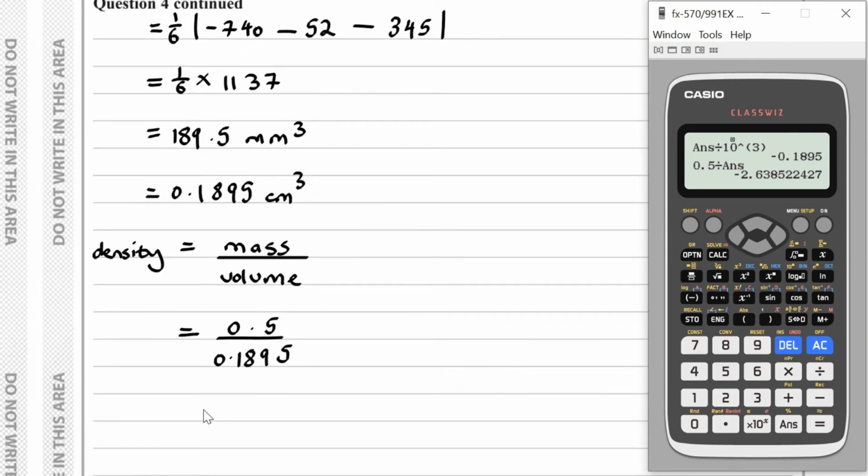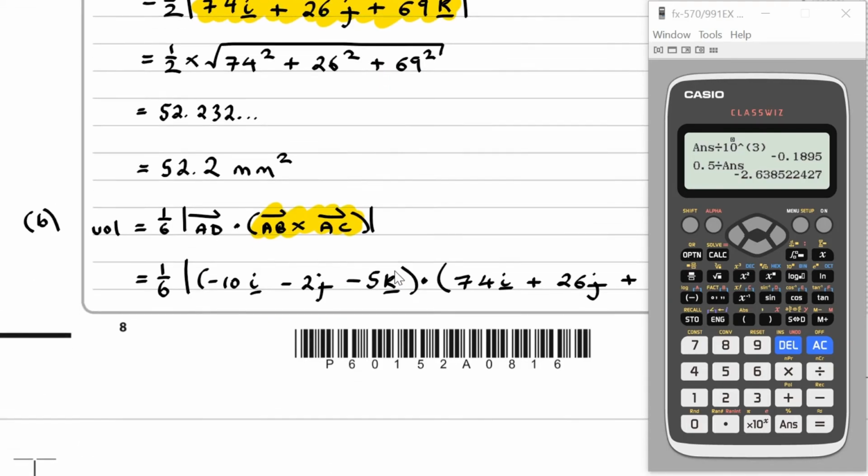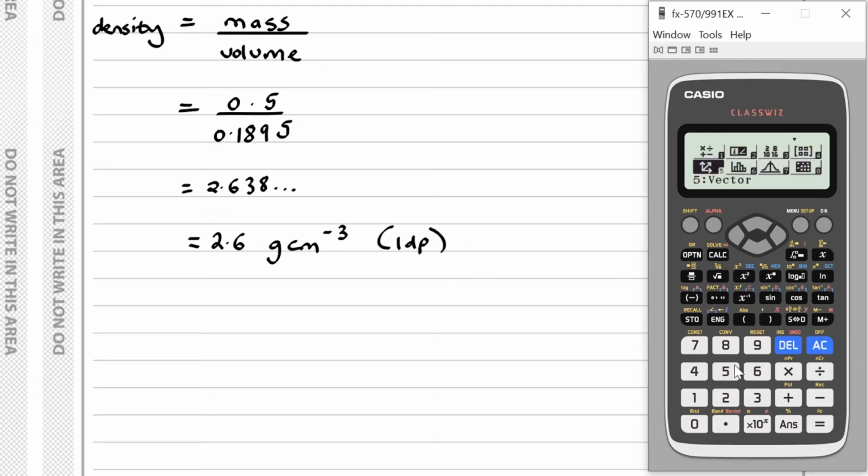It turns out we get 2.638, etc. So therefore, can't remember what was the accuracy. We'll give it to one decimal place. We have 2.6 grams per centimeters cubed to one decimal place. Okay.